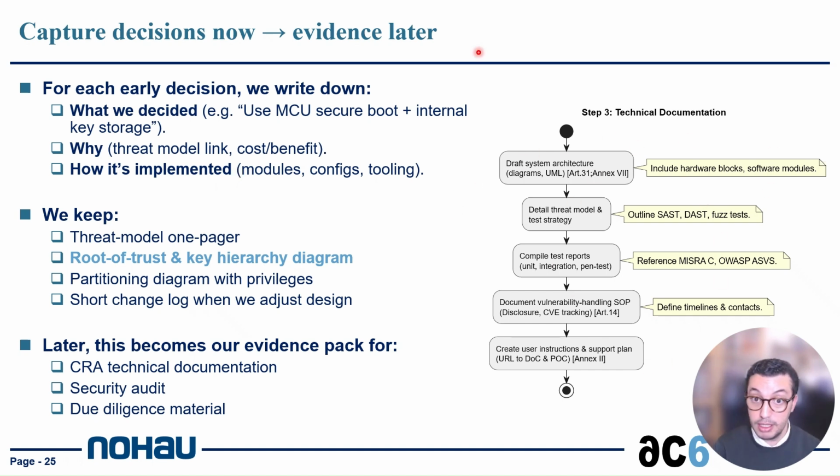So this is part of the technical documentation. Why we decided, what risk it mitigates, which threat in our model it addresses, how it is implemented, which modules, which config we used, which memory regions or peripherals, which tooling we are actually using. So we maintain a small set of living artifacts. It can be a one-page threat model, a root of trust and key hierarchy diagram, a partition diagram. I will show you more about that later. So this is all part of what we can use as evidence.